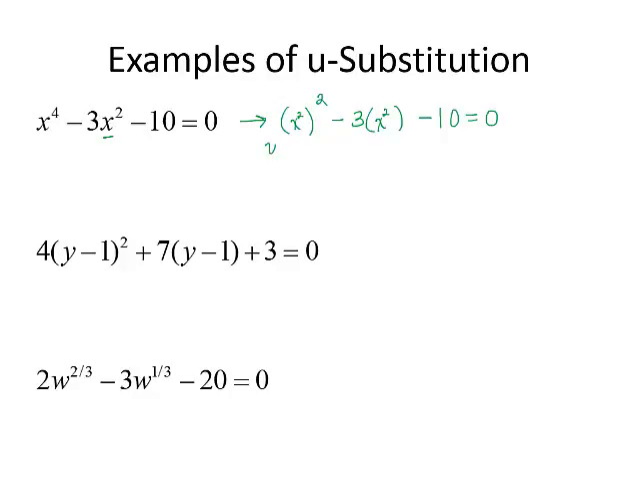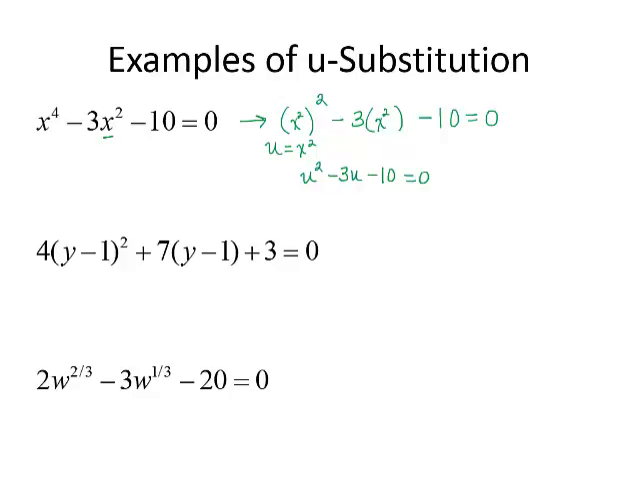So what I can do then is call u the quantity x squared, and then I can rewrite this equation as u squared minus 3u minus 10 equals 0. So after a substitution was made, the equation is quadratic. We'll actually go through and solve them in just a moment, but I just want you to see this process of rewriting the equation as a quadratic after a substitution is made.